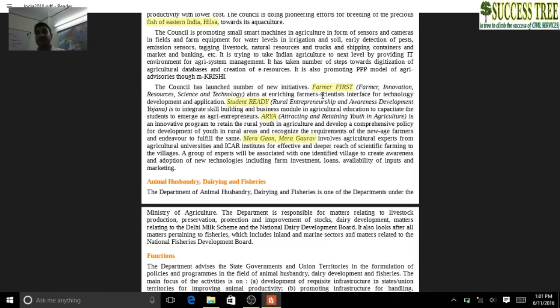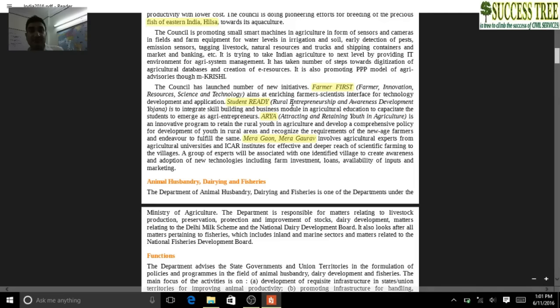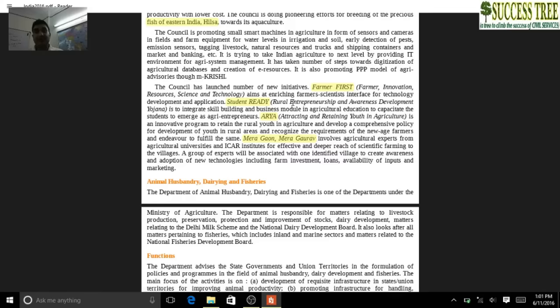Farmer FIRST, that is farmer, innovation, resource, science and technology. So the objective is to enrich the farmer-scientist interface for technology development and application. So that is to improve the farmer-scientist interface. Farmer first means that, as we have seen in Sarvottam, the citizens were at the center stage. Here, farmer first, farmers are at the center stage.